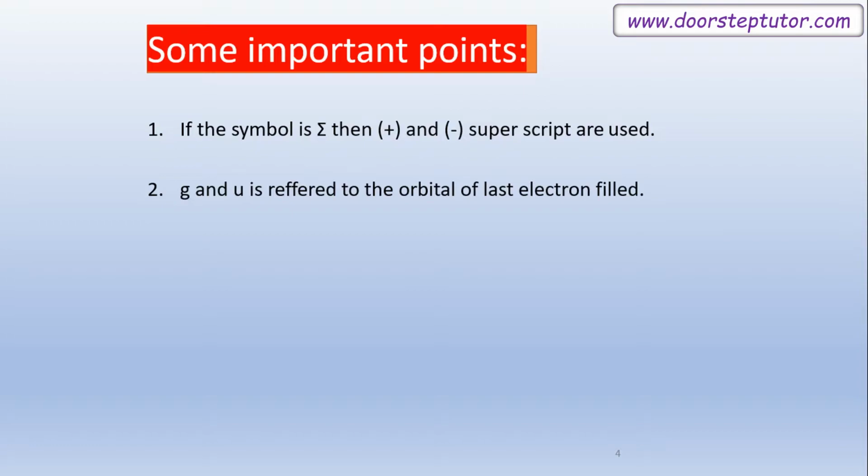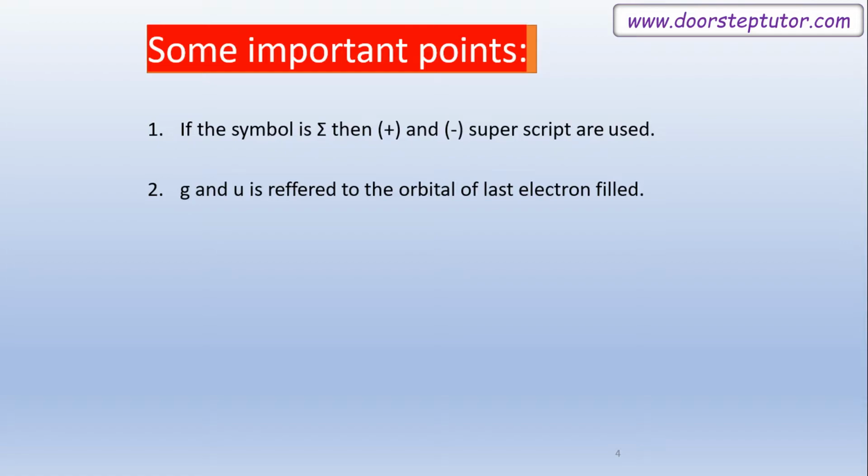Please remember students, it looks like the filling of electrons in various orbitals. Generally, we will consider the orbital of the last electron. For example, if the last orbital has only one electron with a center of symmetry, you can write it as G. Clear, students? If the last orbital has only one electron with a center of symmetry, you can write the subscript G. Okay, clear.